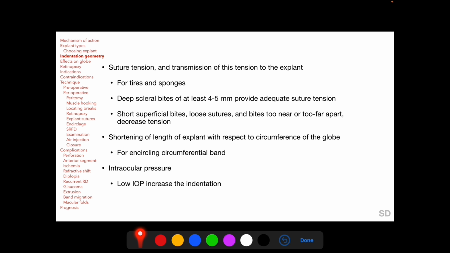Suture tension and transmission of this tension to the explant is important in determining the height of the indentation produced by tires and sponges, and deep scleral bites of at least 4 to 5 mm length provide adequate suture tension, whereas shortening of the length of the explant with respect to the circumference of the globe is important in determining the height of the indentation produced by an encircling circumferential band. Intraocular pressure can also determine the height of the indentation, with low intraocular pressure increasing the indentation produced by an explant.